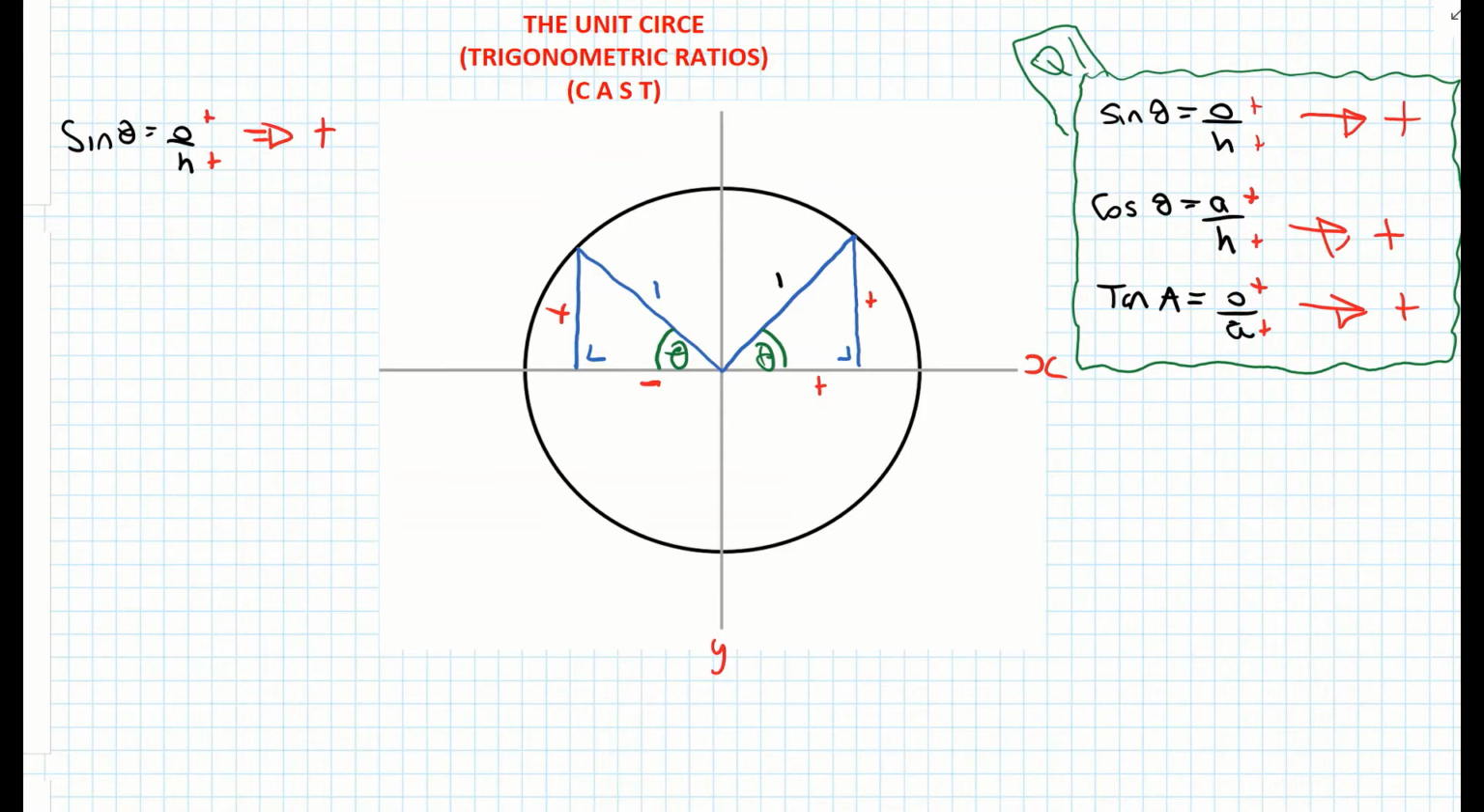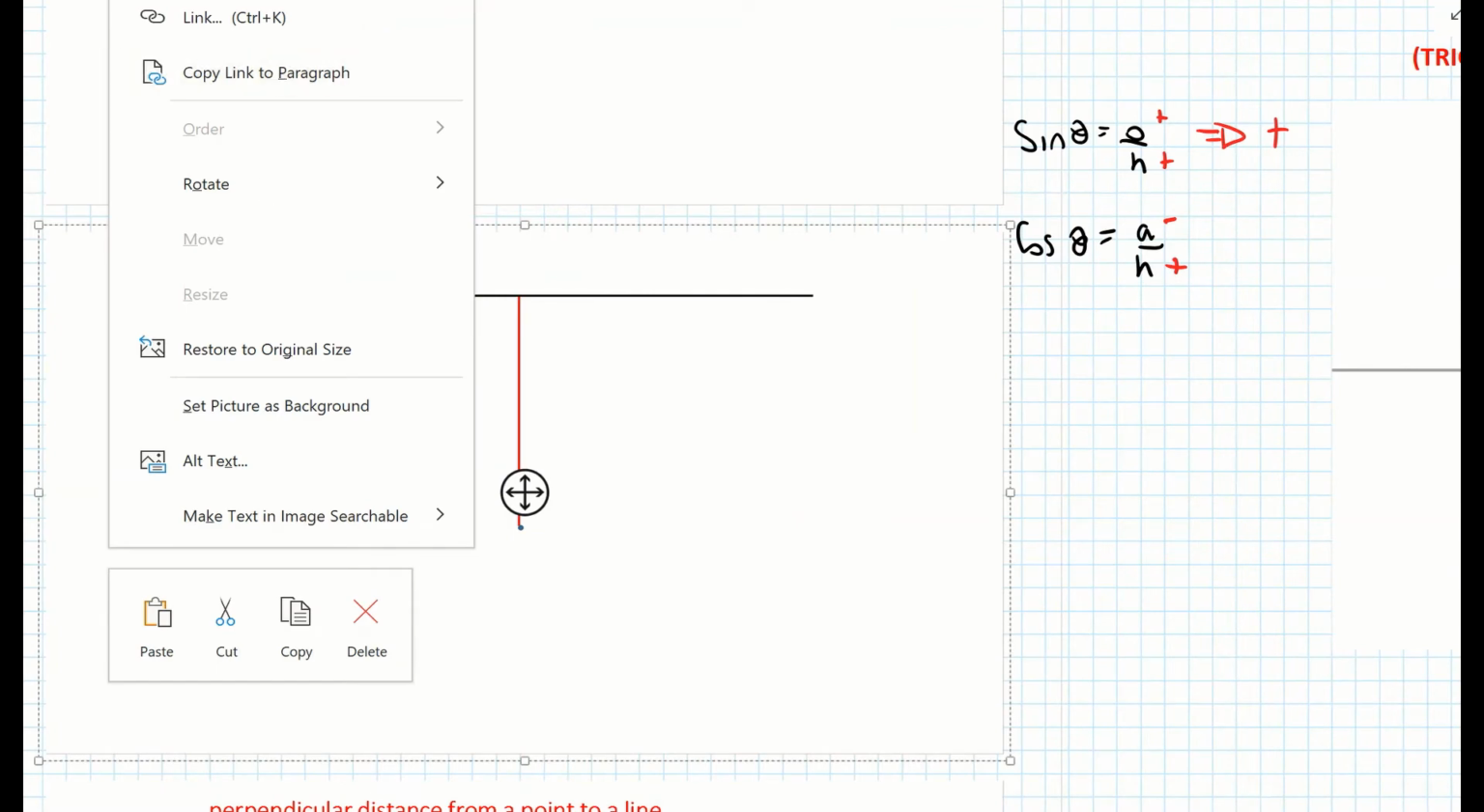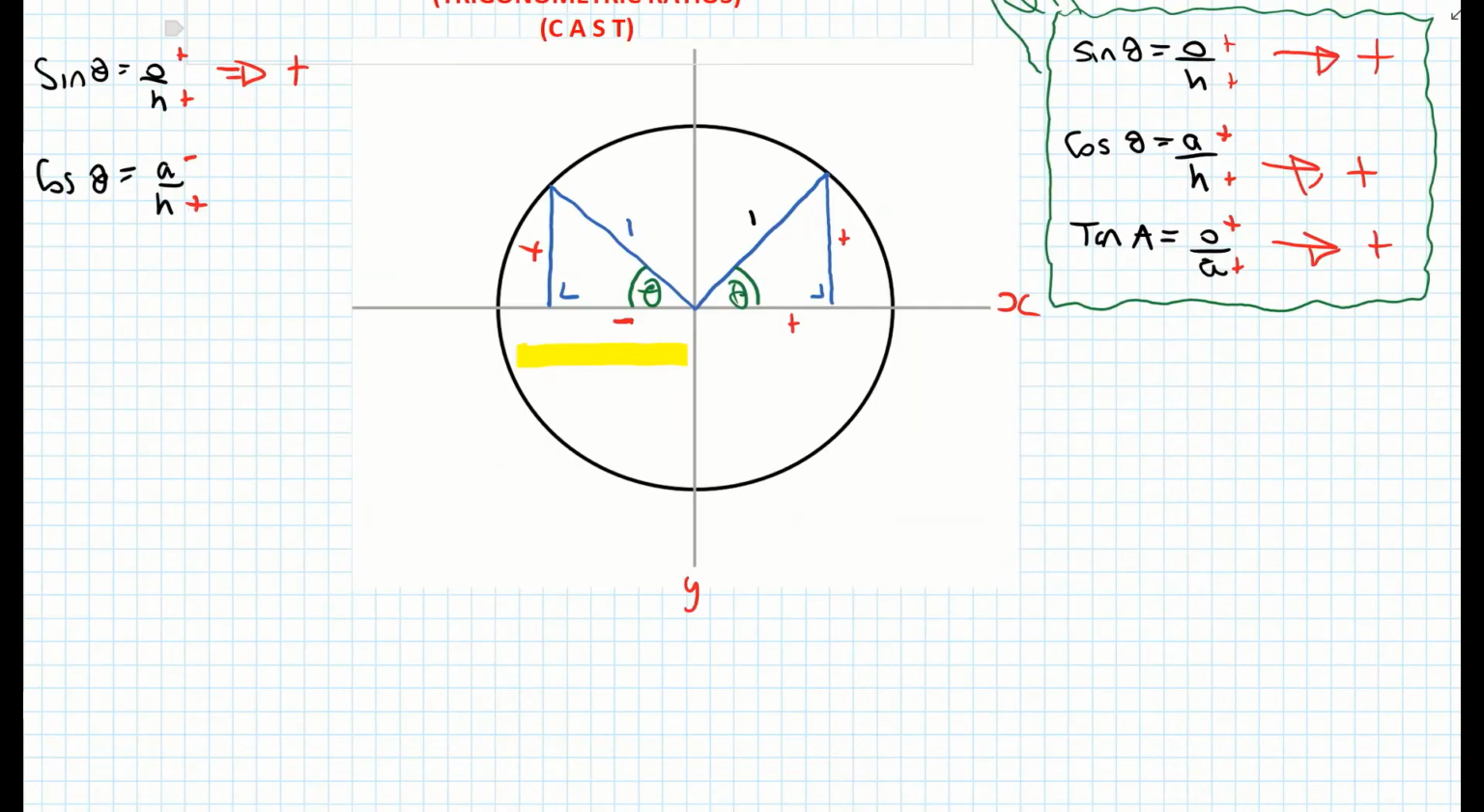I'm now going to test my cos theta, which is adjacent over hypotenuse. And adjacent, now look, my adjacent is a negative value. So I'm now going to be putting in a minus for my adjacent. My hypotenuse is 1, my radius, so I'm putting a plus here. And we know that a negative divided by a positive must give me a negative answer. So I'm going to put a negative here.